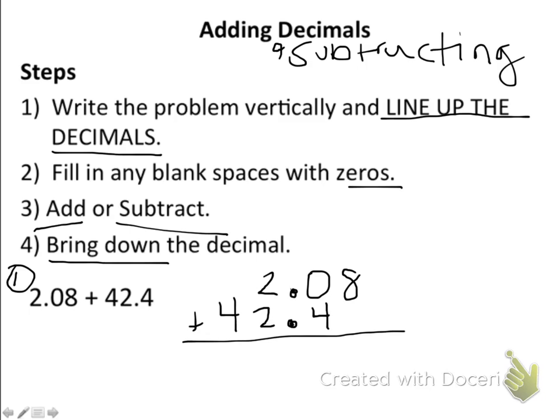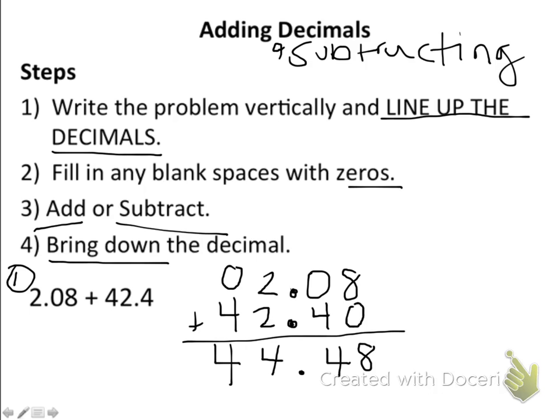Excellent. What's next? Fill in any blank spaces with zeros. Okay, do you see any blank spaces in this problem? I do. I see one here, and then I also see one over here. So I'll put 2 zeros there. Then add or subtract, just like normal. So 8 plus 0 is 8. 0 plus 4 is 4. 2 plus 2 is 4. 4 plus 0 is 4. And then bring down the decimal. What that means is just write it in the same spot. And that's it. That is our answer.